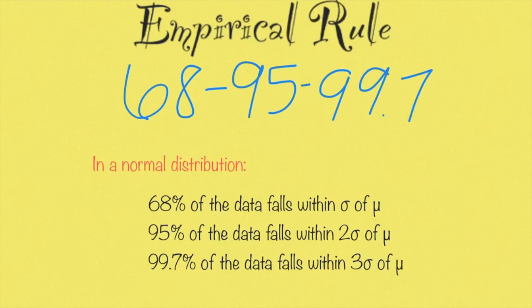To check for outliers, if it's outside two standard deviations of the data, then it's definitely an outlier. And if it's outside three standard deviations, then it's an extreme outlier.